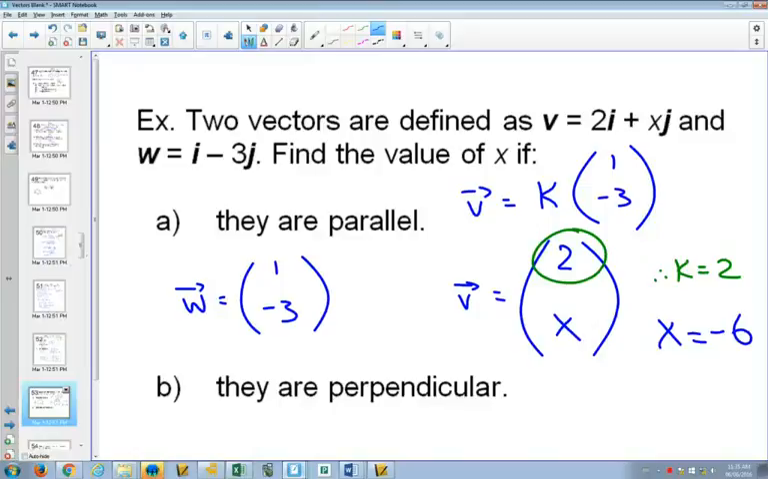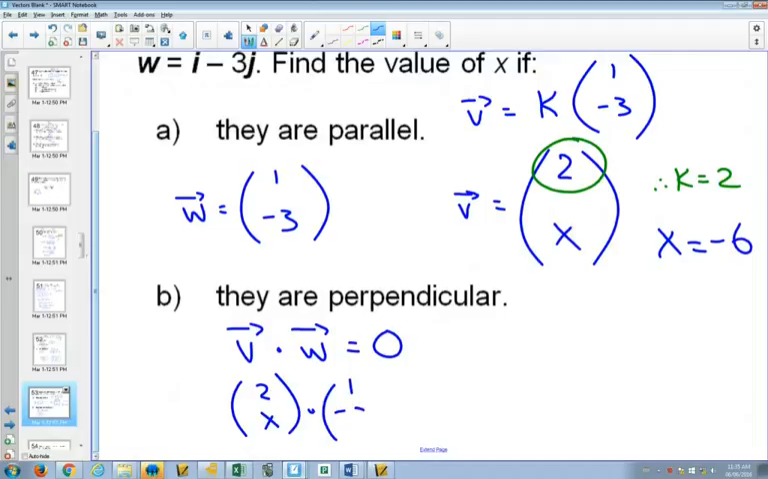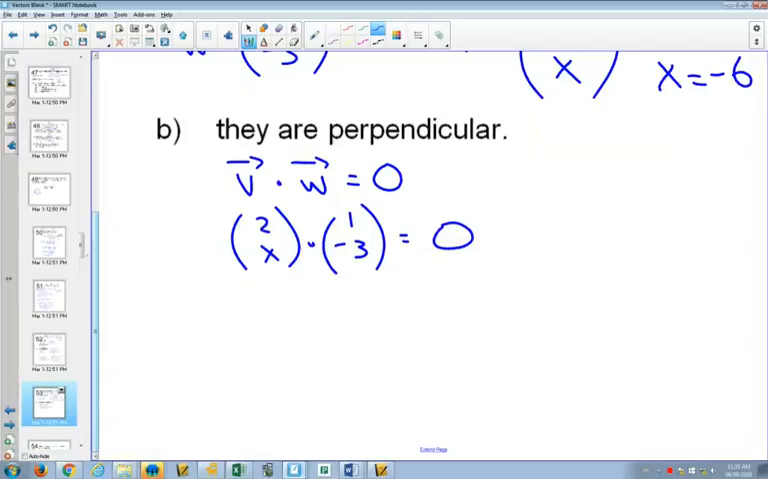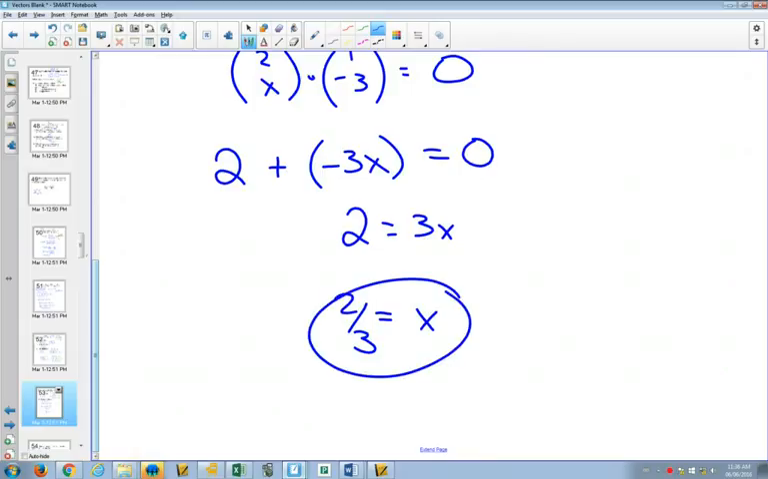If they're perpendicular, then you know that the dot product has to equal 0. So we know that vector V is 2 and x, and vector W is 1 and negative 3, and that has to equal 0. Well, if we multiply this out, we get 2 plus negative 3x equals 0, and solving for x, we'd get 2/3.